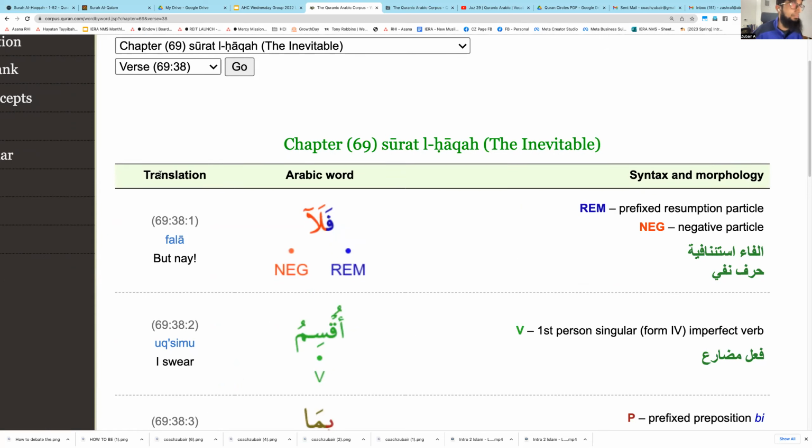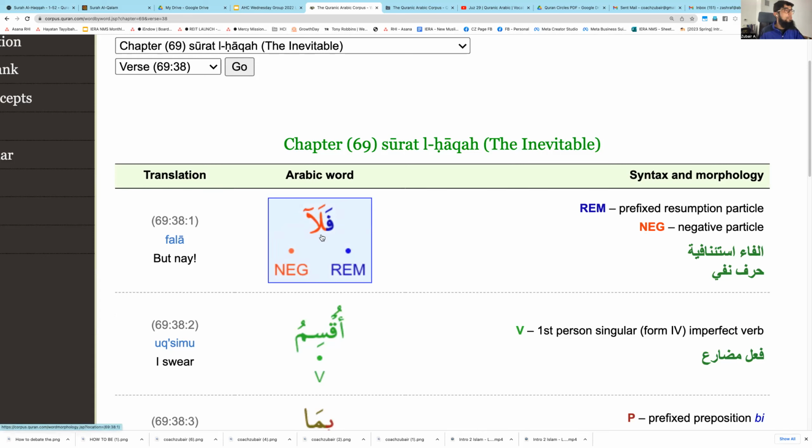Fala. So what does fala mean? So I'll just say the Arabic and you repeat after me the English. Let's try if that works. If not, then we'll try some other way. Fala. But nay. Good. So let's do it a few times. Fala. But nay. All right, good. So just like that, everyone can speak together, hopefully, okay, when we do this next.